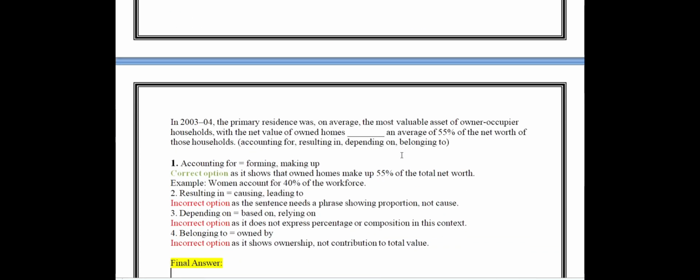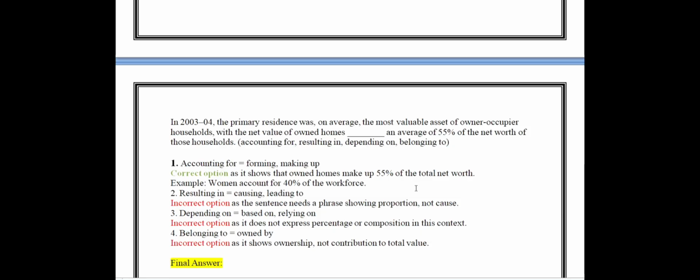In 2003 and 4, the primary residence was, on average, the most valuable asset of owner-occupier households, with the net value of owned homes dash an average of 55% of the net worth of the households. Even if the sentence is lengthy, students, please don't read only until the blank or somewhere from the middle to the blank. You will not understand the context. If we look at the options, they are accounting for, resulting in, depending on, and belonging to, which are all phrases. So, what does the phrase accounting for mean?